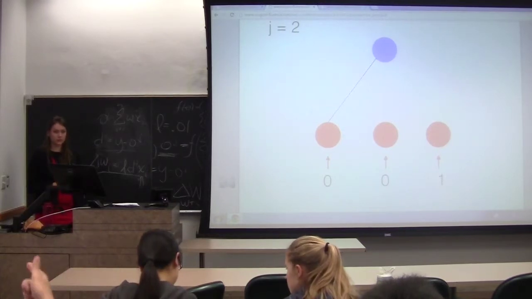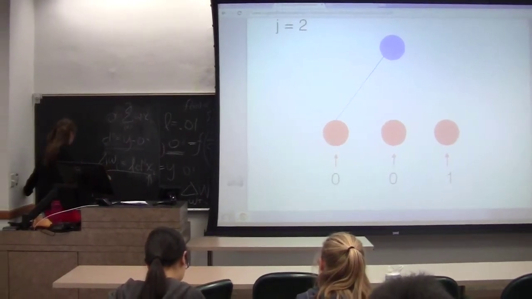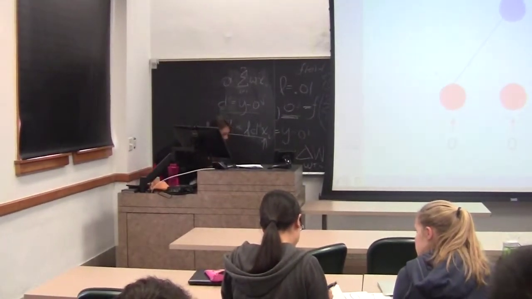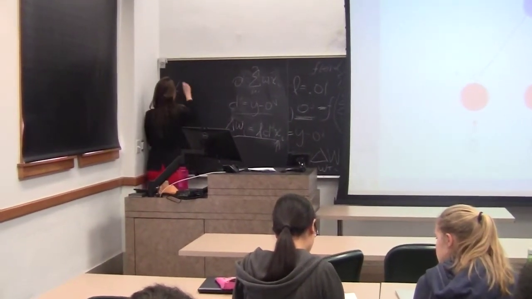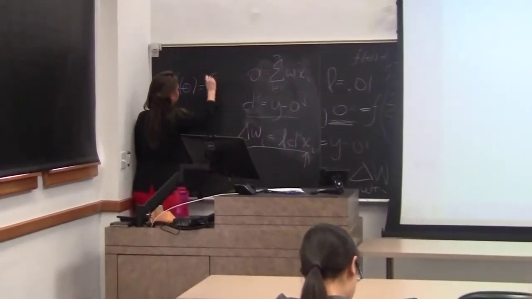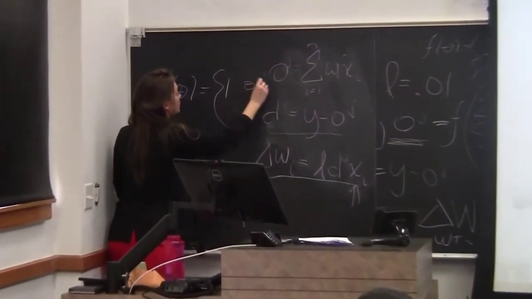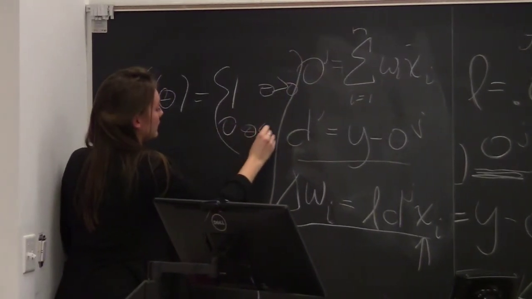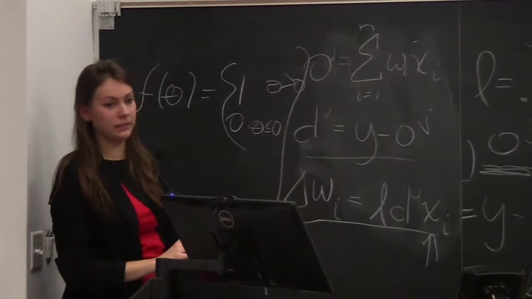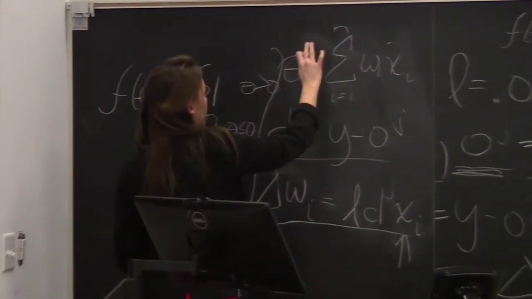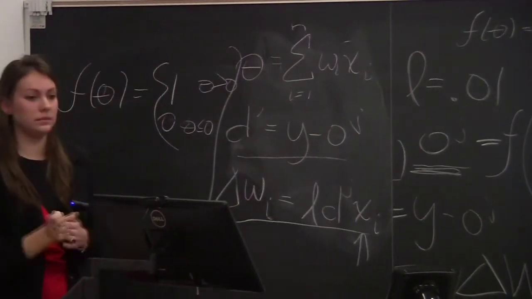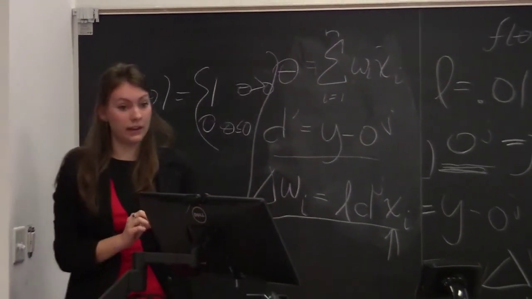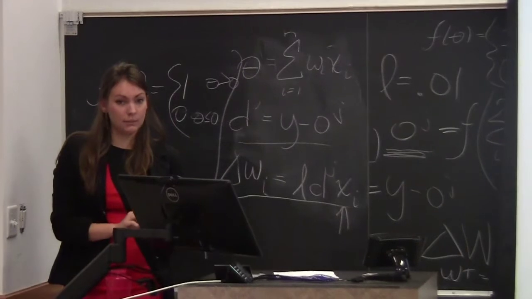Can you write the f of theta over there? What was f of theta? Do y'all remember? 1 if theta is strictly greater than 0, we've decided, and 0 if theta is less than or equal to 0. Okay? So first thing you need to do is calculate theta. And what's theta? The weighted sum of the inputs.